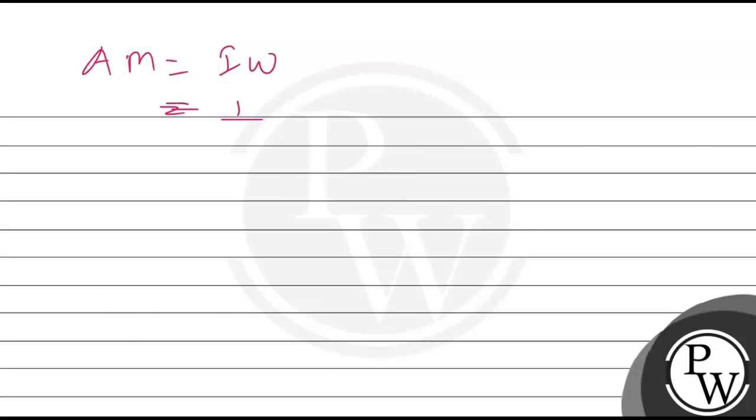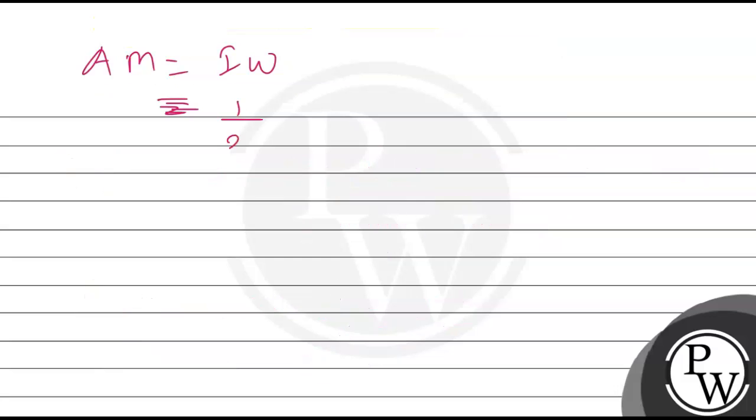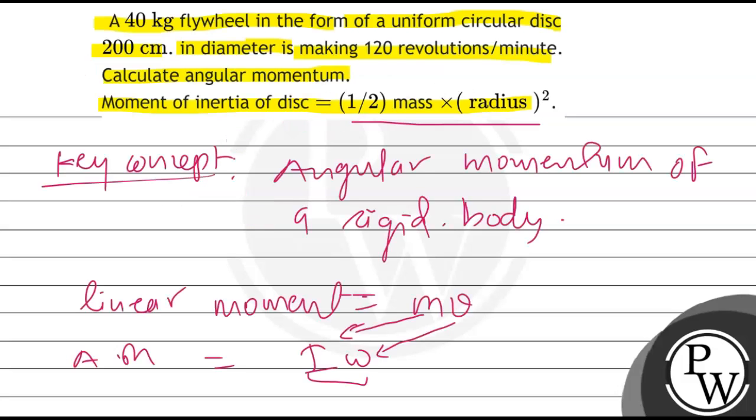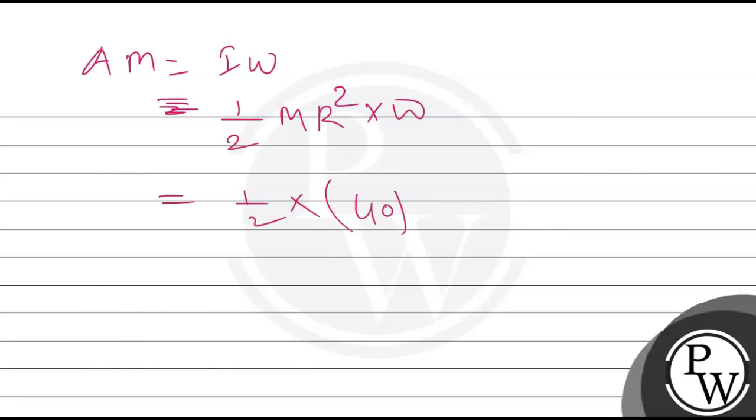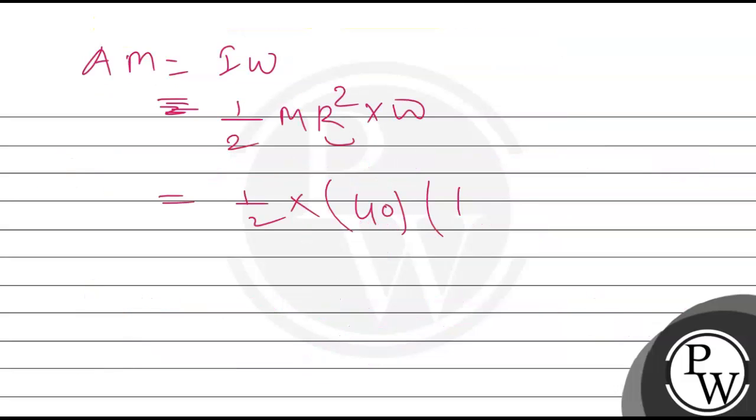The value of I is given in the question itself, that is half mr square. It can be written as half mr square into omega. Let us put in the values given in the question. The value of m is given as 40 kg, so this is 40 kg into the value of r squared. Here in the question we are given the diameter, 200 centimeter, so the radius will be 100 centimeter, which can be further written as 1 meter. So the value of r is 1 meter, squared, into omega.